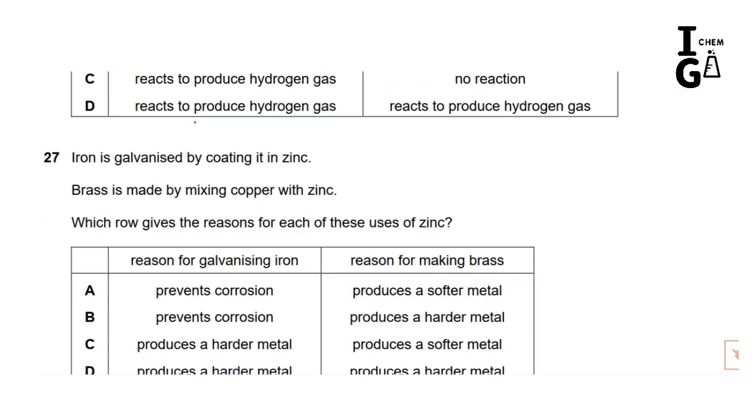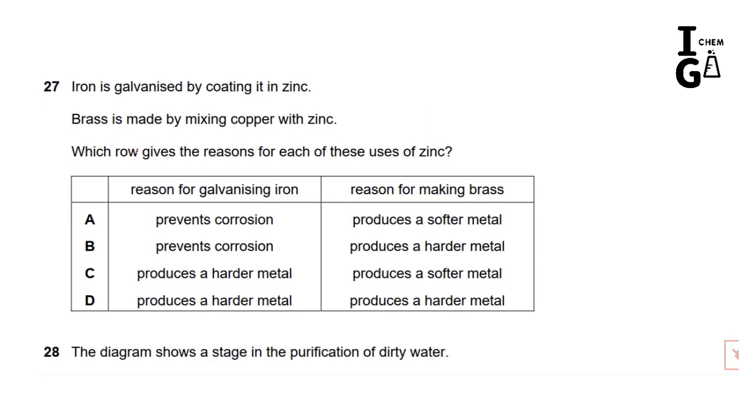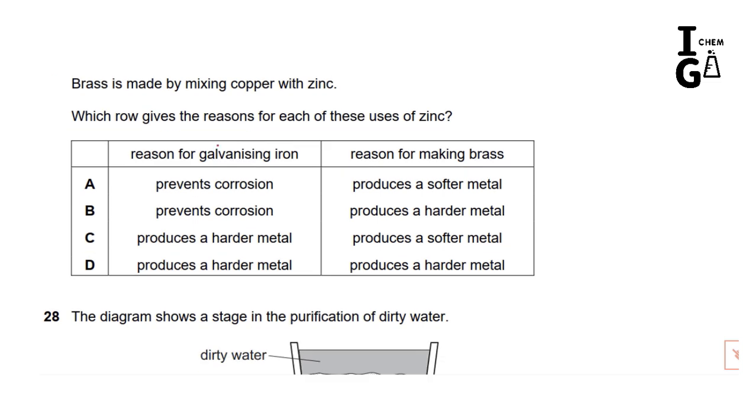27. Iron is galvanized by coating it in zinc. Brass is made by mixing copper with zinc. Which row gives the reasons for each of these uses of zinc? Reason for galvanizing iron: of course, we make this galvanization for iron in order to prevent corrosion. So this is not to produce a harder metal, of course. We need to just prevent corrosion.